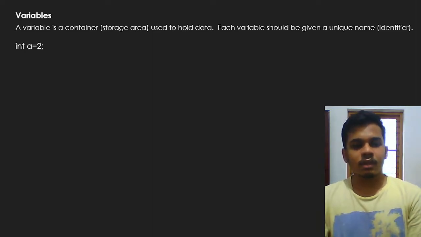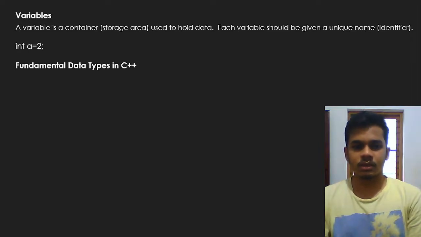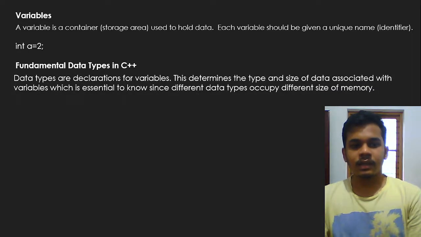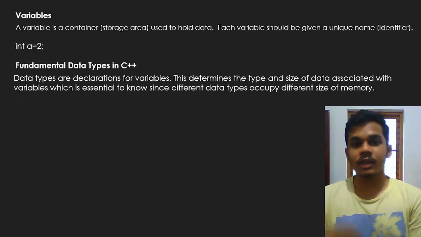Okay, now let us move to fundamental data types. What do you mean by fundamental data types? Fundamental data types are the primitive ones, and data types are declarations for variables. Here we can see that int is a declaration for that variable a. So this determines the type and size of the data associated with the variable, which is essential to know since different data types occupy different sizes of memory.